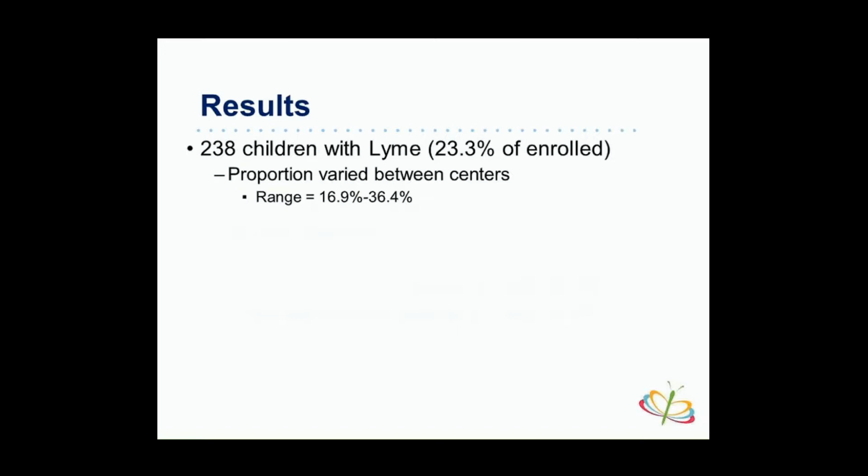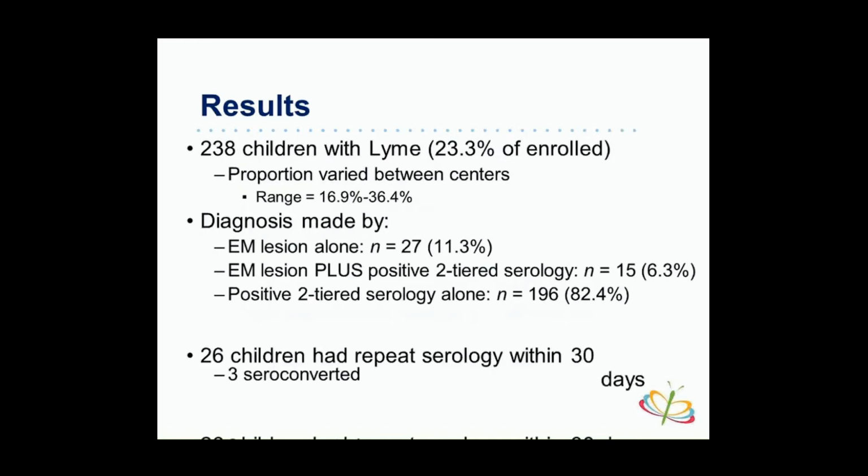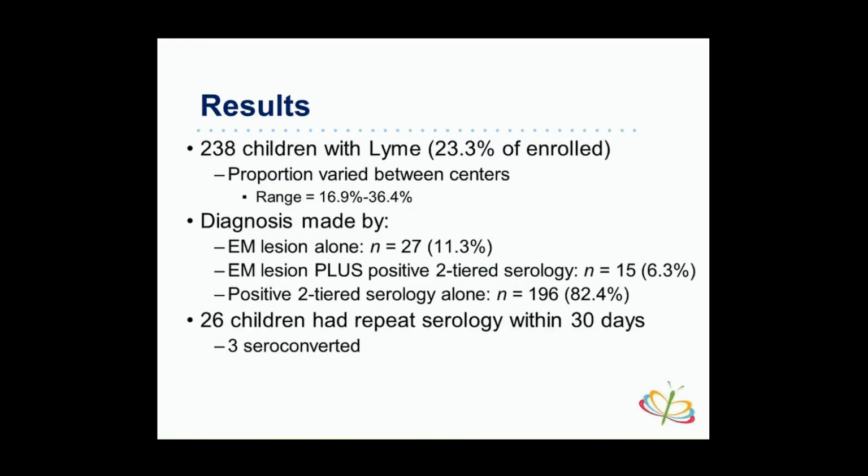So of those diagnosed, the diagnosis was made by EM lesion alone in 27 of them, so 11%. 15 of them, or 6.3%, had EM lesion plus positive two-tiered serology, and then 82% had positive two-tiered serology alone. So 26 children, 2.5% of the study population, did have repeat serology that seroconverted within 30 days of the study.